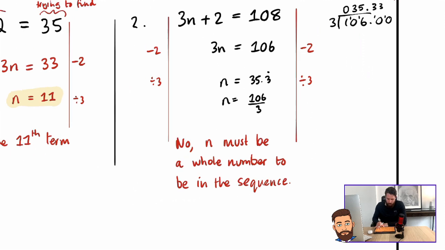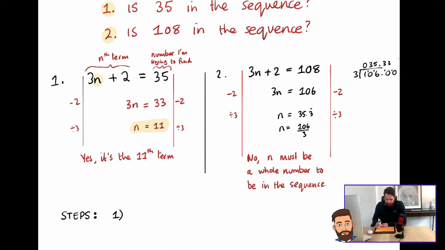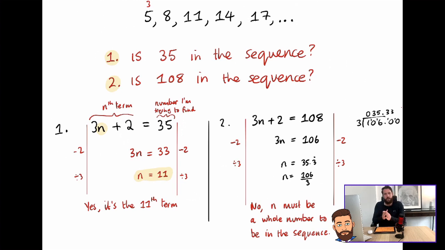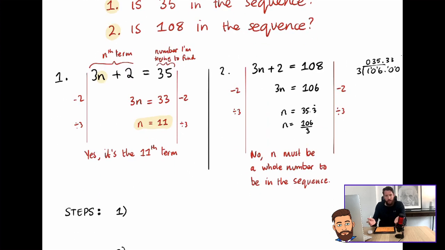Okay? So looking at those two examples, we've used the same sequence to prove whether 2 different numbers are in the sequence, and one of them was in the sequence. Why was it in the sequence? It was in the sequence because n was a whole number. n was 11, so that means it's the 11th term. So yes, it is in the sequence. In the other example, n came out to be a decimal or a fraction. It wasn't a whole number. So if n is not a whole number, you can simply say, no, n must be a whole number to be in the sequence.